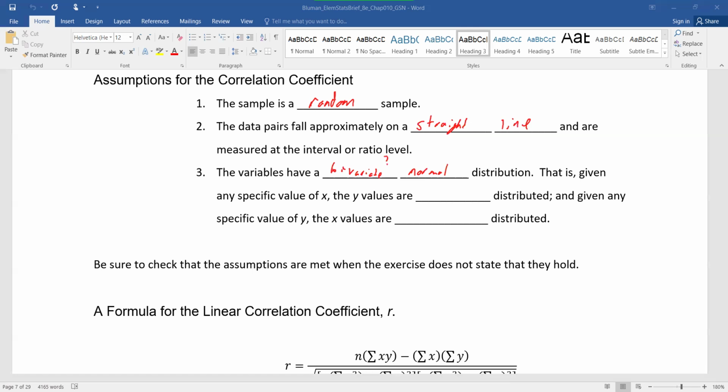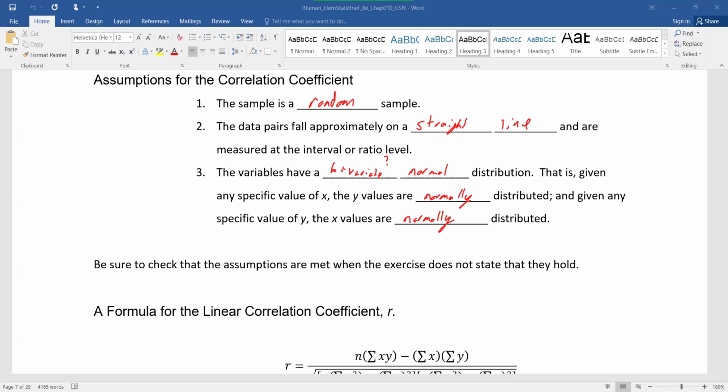I'm going to assume that there are two variables involved, that is, given any specific value of X, the Y values are normally distributed, and given any specific value of Y, the X values are normally distributed. So be sure to check that the assumptions are met, even if the exercise does not state that they will hold. So we do have a formula.